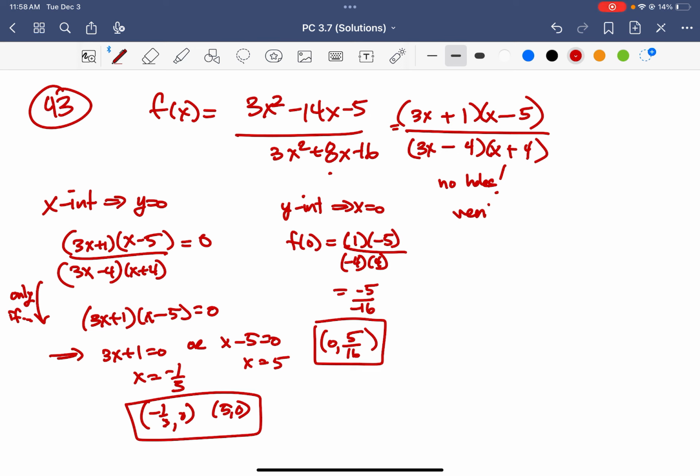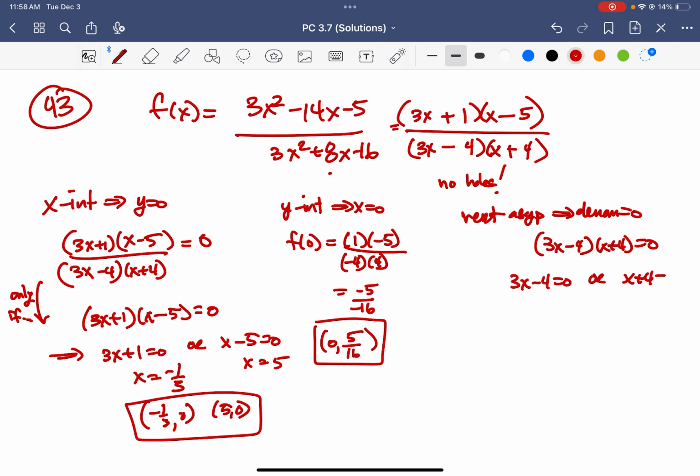Our vertical asymptotes, in this case, are going to be where the denominator equals 0 for our rational expression. So I set the bottom equal to 0, and that means either this equals 0 or that equals 0, which means we have 4/3 and negative 1/4 are two vertical asymptotes.